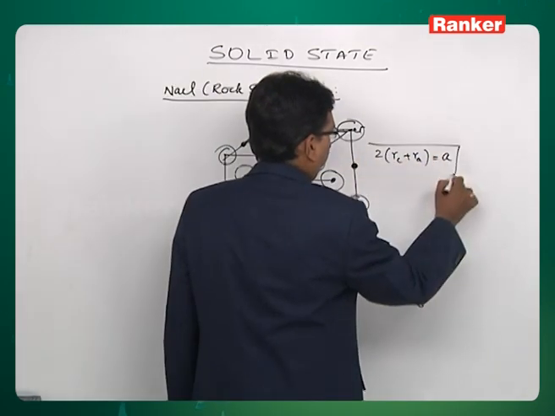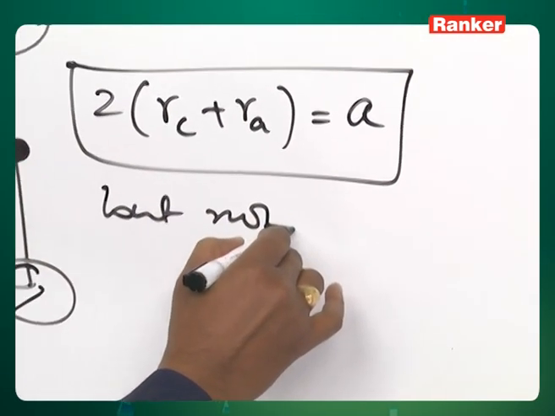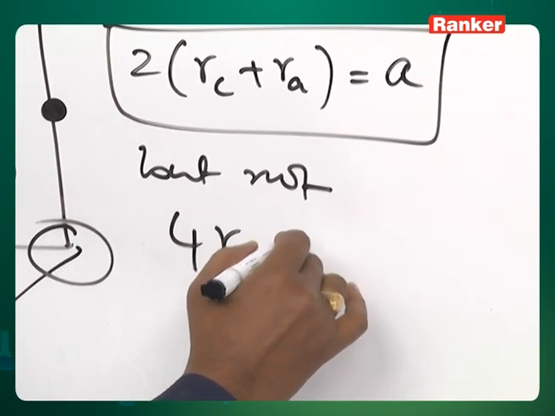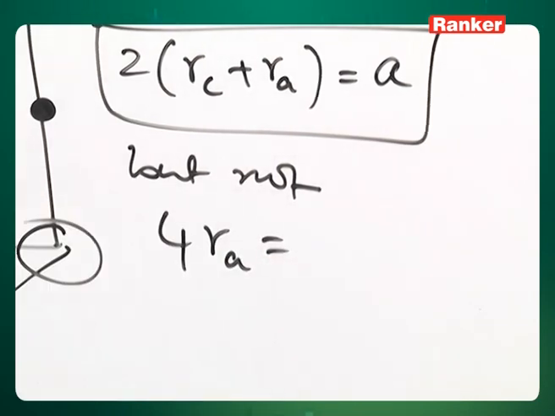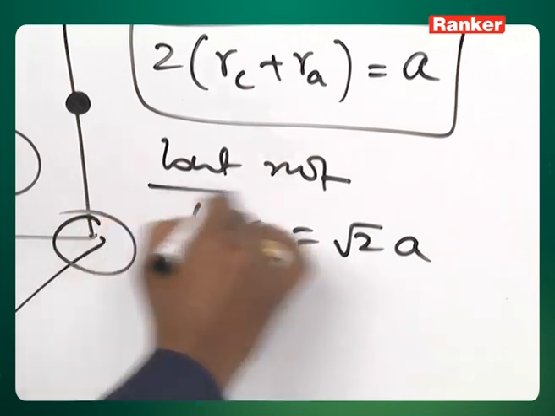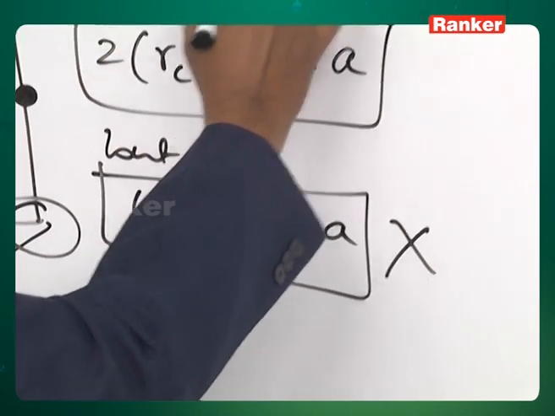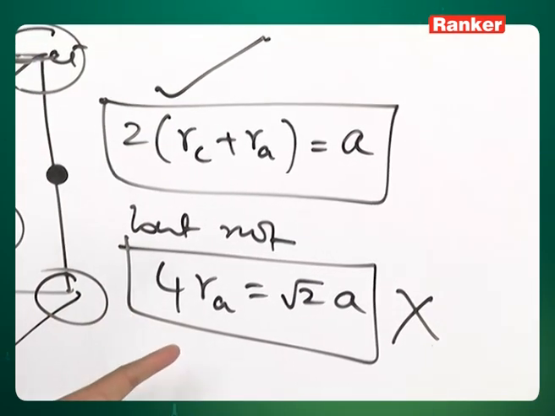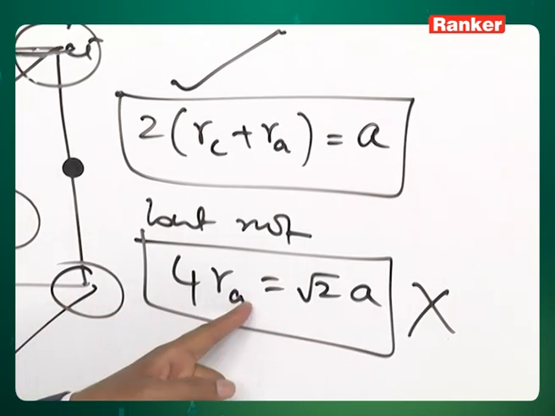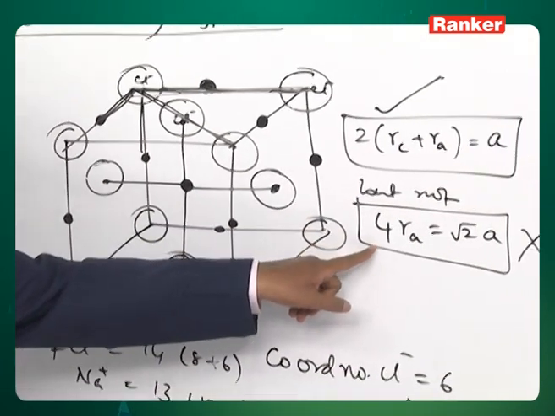This is the rule that it follows. It is very important to remember that 4Ra is not equal to root 2A. This is not valid here. Usually in FCC this is a valid relation we take, but in this case only the previous one is valid. Now, the coordination number is 6, and this is the rule that it follows.